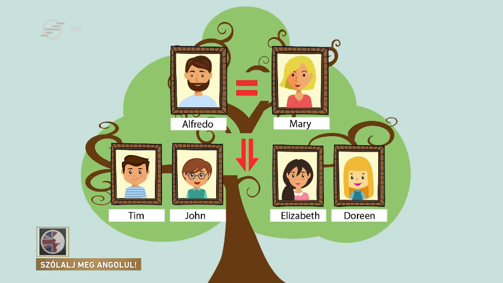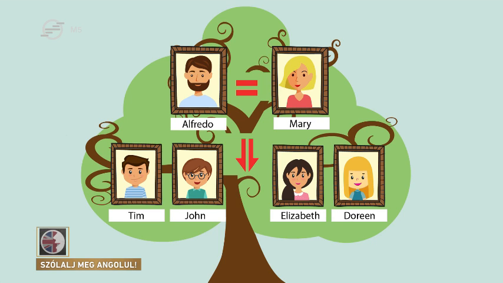Okay, so that's the Benchfield family tree. Now, let's make some sentences about the Benchfields. Tim is Alfredo's son. Tim is his son. John is Alfredo's son. John is his son. Tim and John are Alfredo's sons.